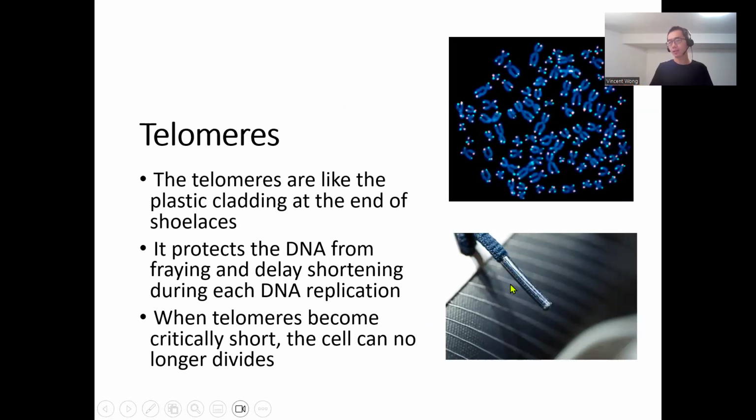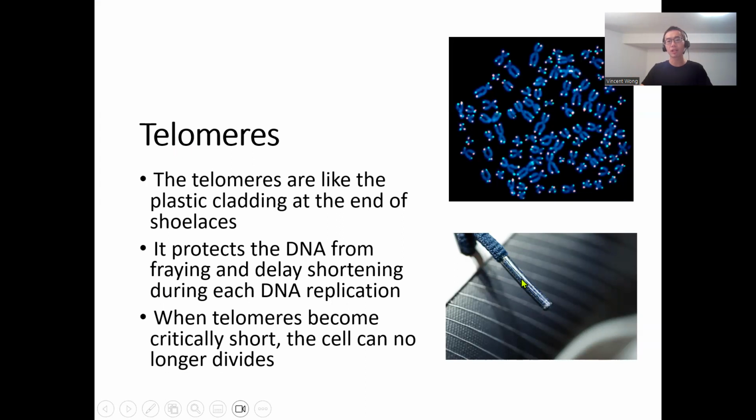It protects the ends of the shoelace so it doesn't fray, right? In the same way, the telomeres are located at the end of the DNA to protect the ends so it doesn't break apart. And when you are copying the DNA, yes, they are getting shorter, but you are not cutting into important DNA information. You're not cutting into coding DNA. Instead, you're just cutting off telomeres.